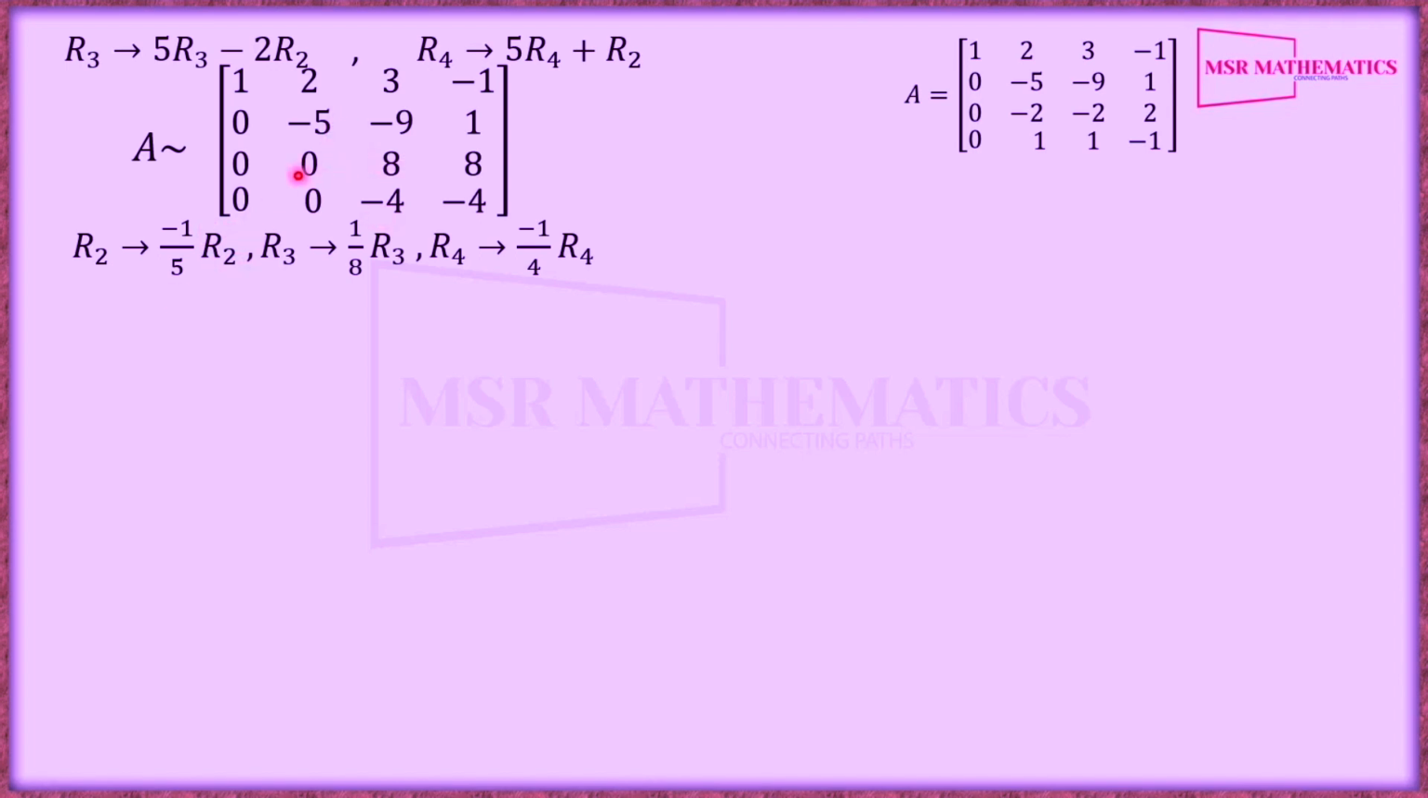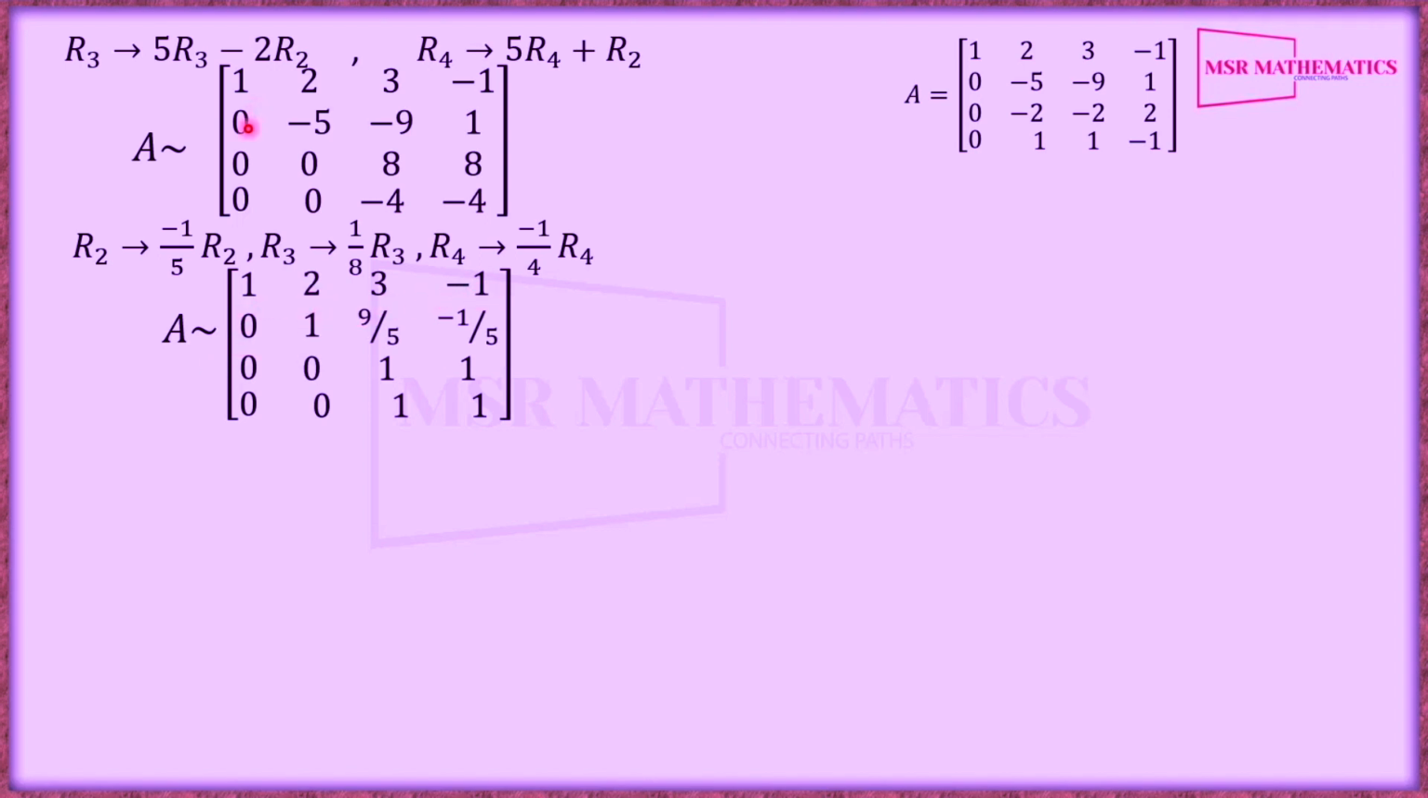In the similar way, for this R3 we have to take it as 1 by 8 into R3. For this R4 we have to take it as minus 1 by 4 into R4. Here also we have to achieve for 1. Here also we have to achieve for 1. Therefore, the obtained matrix as here first row is same, that is 1, 2, 3, minus 1.